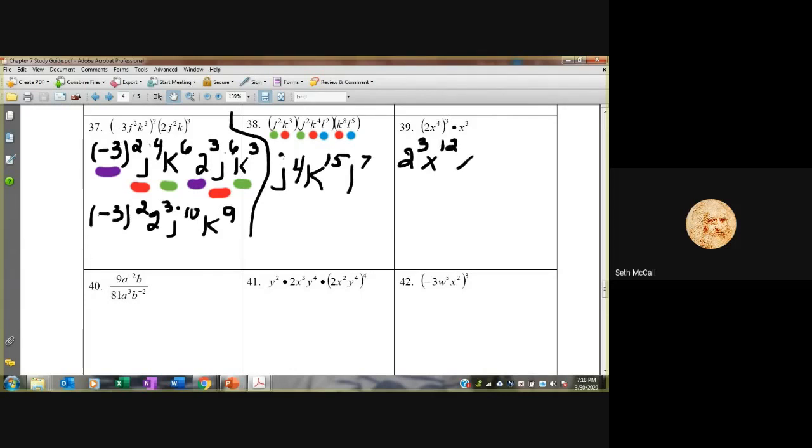And then we're going to have x to the third. And as you can see, the x's are like terms. The bases are multiplying, but the powers themselves are going to add. So it becomes x to the 15th.